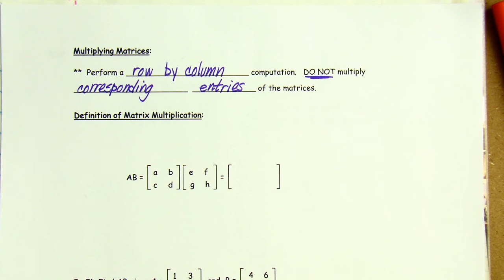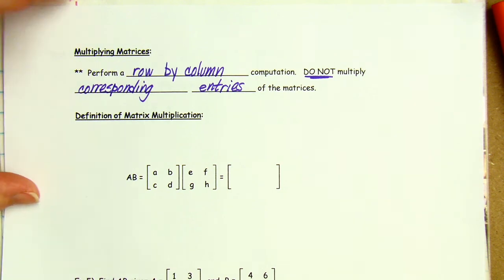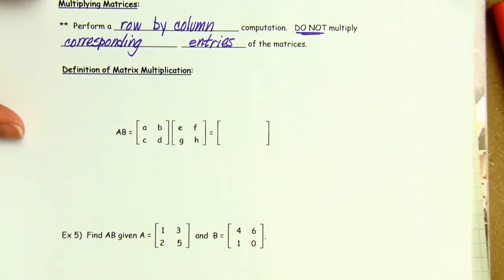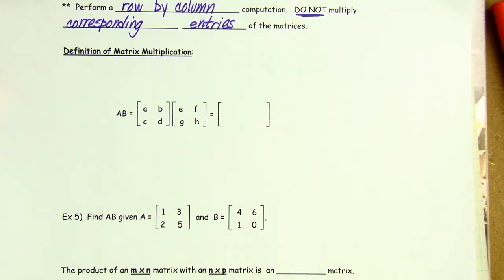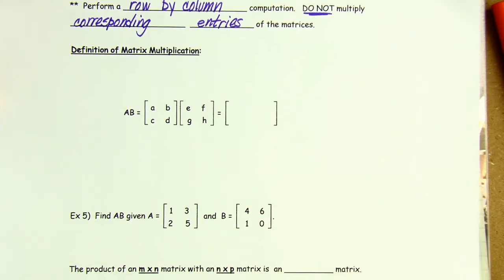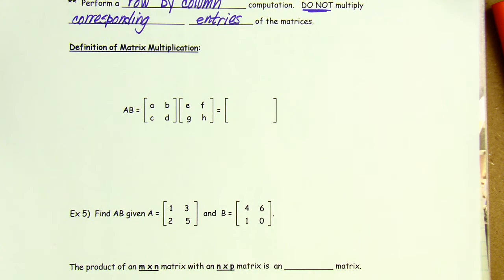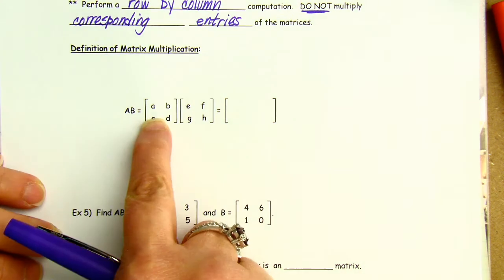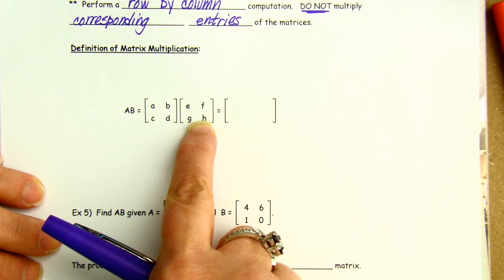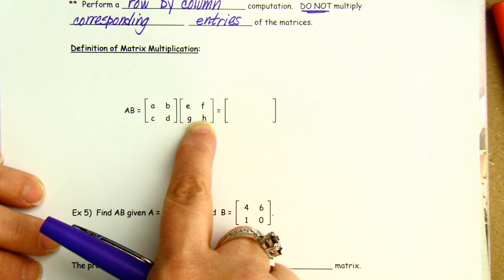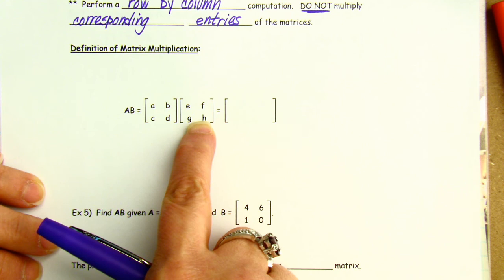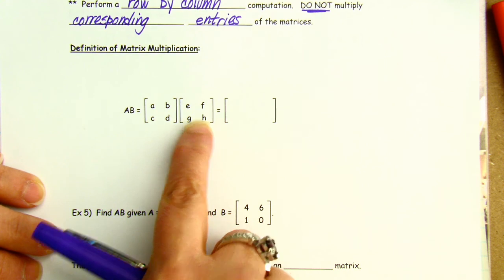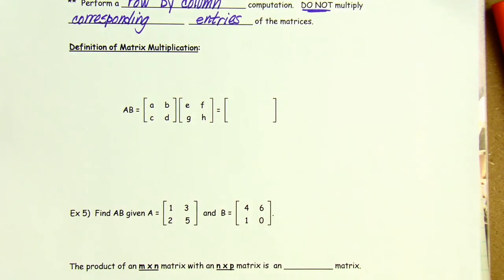So, the definition of matrix multiplication. We'll go through a little abstract representation of what this is going to look like. Here's big A and big B being multiplied together, matrix A and matrix B. This matrix here is a 2 by 2, and this is a 2 by 2. We can multiply a 2 by 2 with a 2 by 2. We're going to talk about what the product of these matrices looks like.